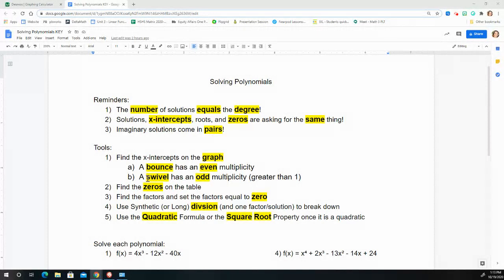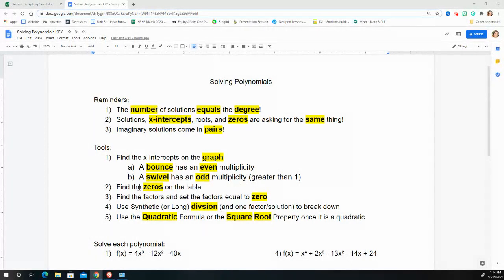So some tools that we have to help us solve: we can find the x-intercept on the graph. If you have lazy tendencies like me, I would probably check your graph first. It might save you some work. A bounce on your graph means that it has an even multiplicity. For math 3, that even multiplicity is just going to be a multiplicity of 2. A swivel has an odd multiplicity. And again, in math 3, that means it's going to be a multiplicity of 3.